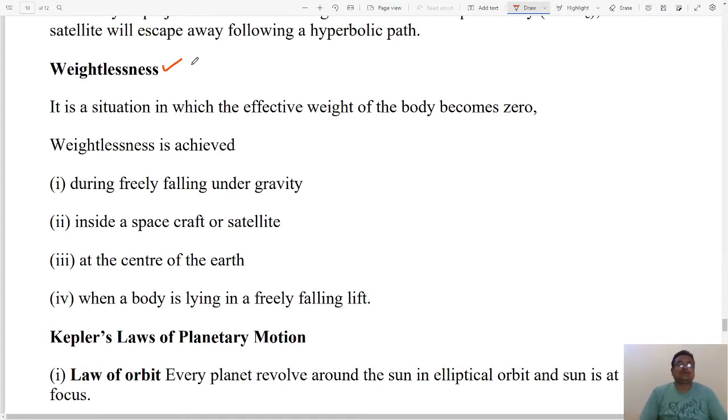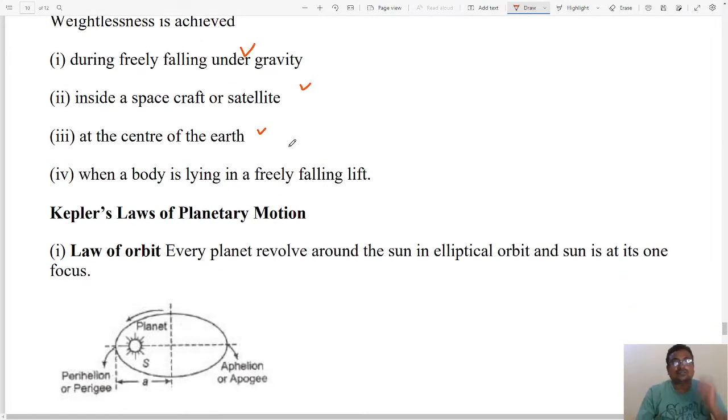Now one condition is called weightlessness. When somebody is in free fall from space, coming down, that is called weightlessness. An object in free fall is considered to act as weightless, with zero weight. It is a situation in which weight becomes zero, during free fall under gravity, inside a spacecraft or satellite. At the center of the earth, inside the satellite and spacecraft, you feel weightlessness. Somebody falling towards the earth under gravity also feels weightlessness. And a freely falling lift also explains weightlessness.